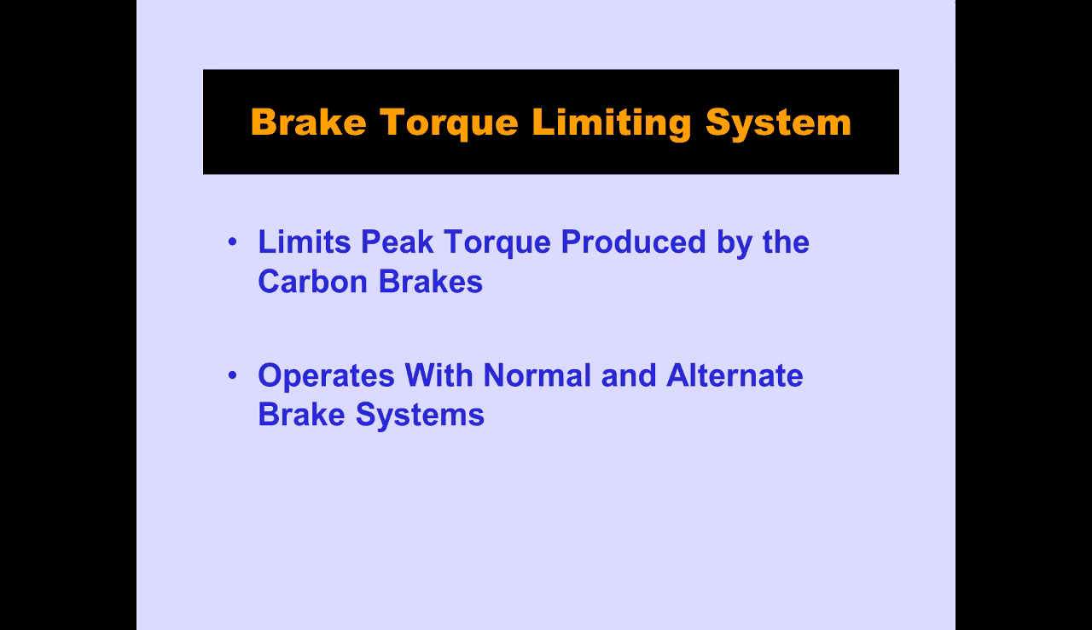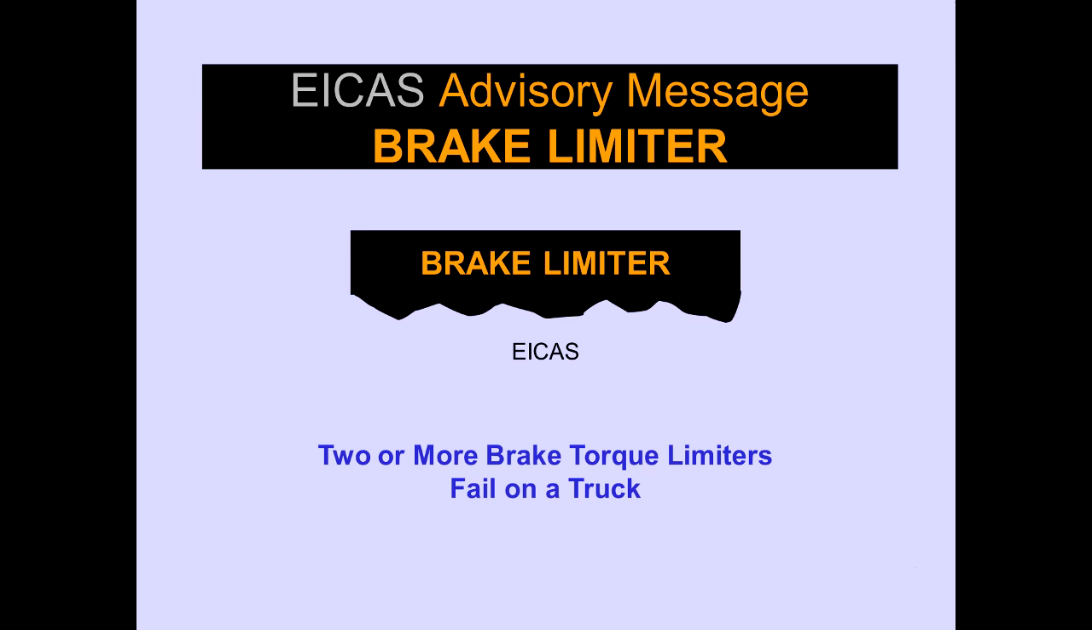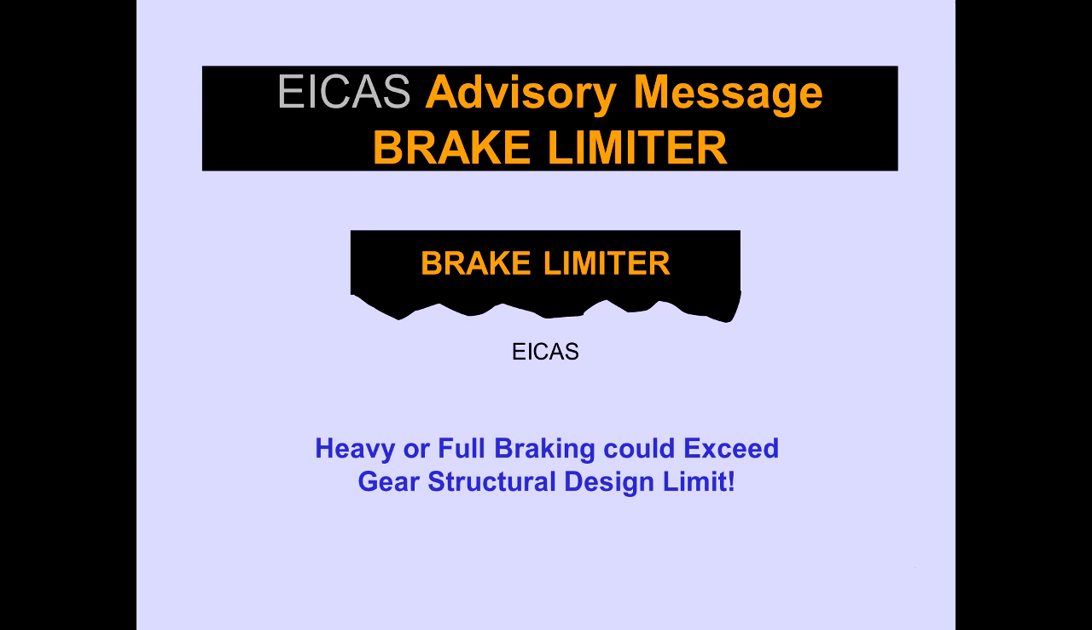The brake torque limiting system limits peak torque produced by the carbon brakes. The brake torque limiting system operates with both normal and alternate brake systems. The EICAS advisory message BRAKE LIMITER is displayed when two or more brake torque limiters fail on a truck. When the EICAS advisory message BRAKE LIMITER is displayed, heavy or full braking could exceed the gear structural design limit.